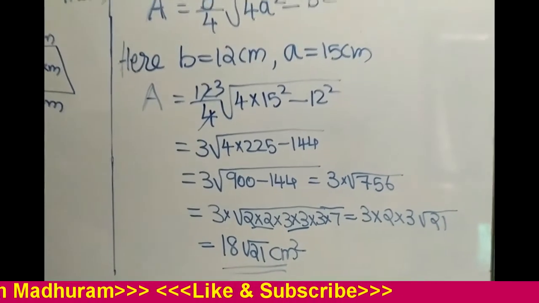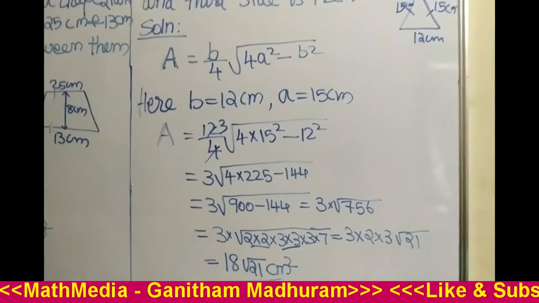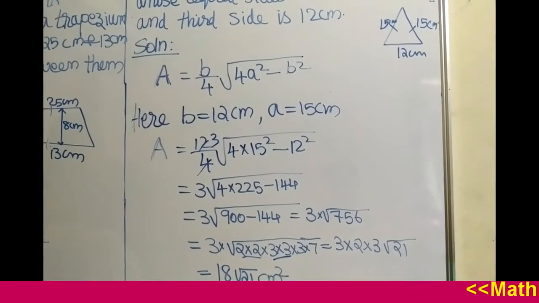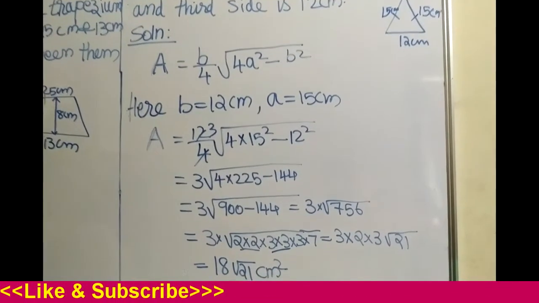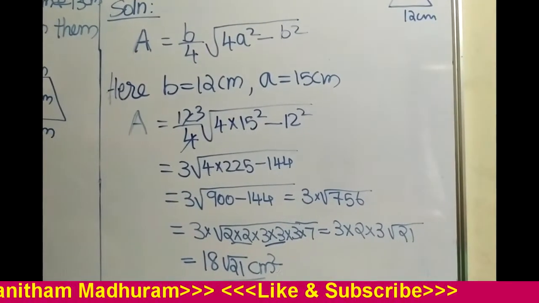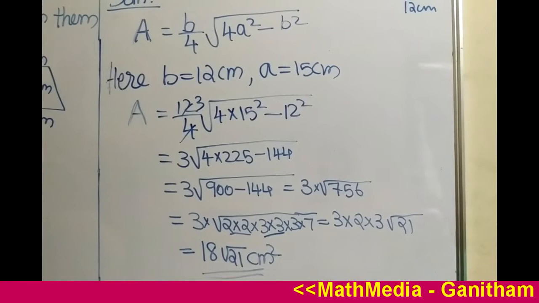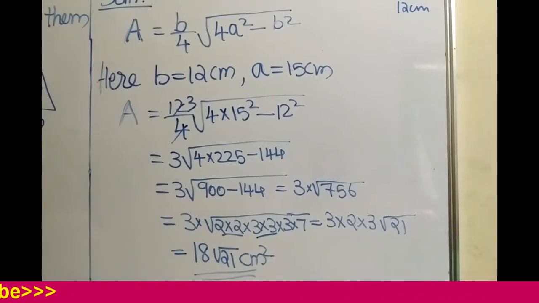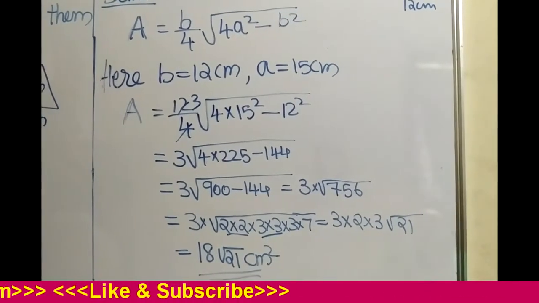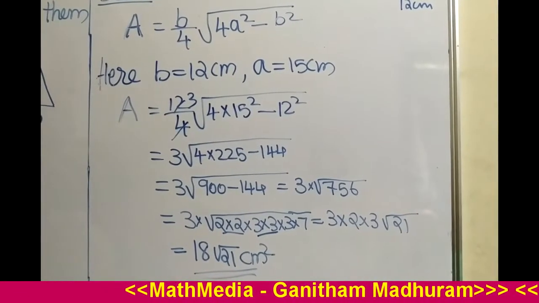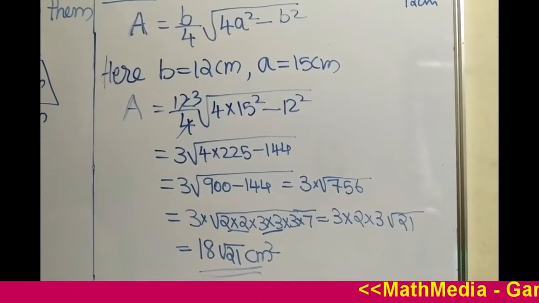Children, the same sum you can do with Heron's formula also. You will also get the same answer. Whatever method you are convenient with, you can use that one. That is by using Heron's formula, root of s into s minus a into s minus b into s minus c. You can apply with the measures and you will get the same answer. Thank you.